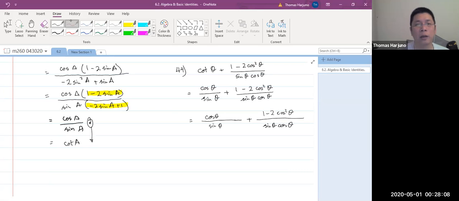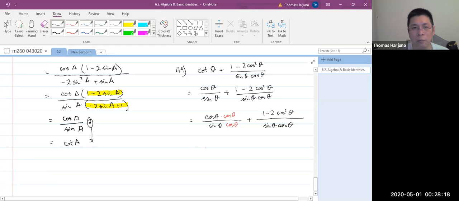Multiply by cosine theta here, by cosine theta here. Now, notice that they have the LCD already, such that I can put them under one fraction, right? Sine theta cosine theta. The first term is cosine squared theta plus 1 minus 2 cosine squared theta.